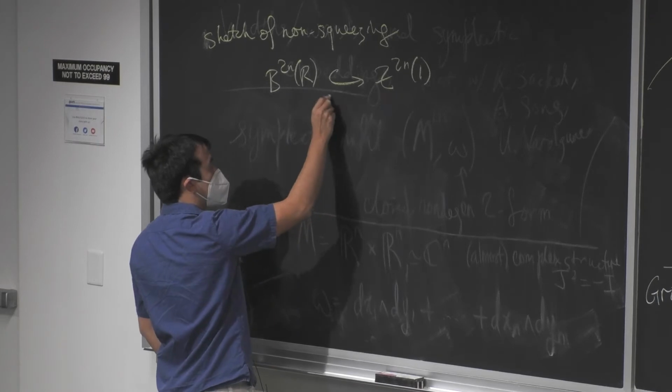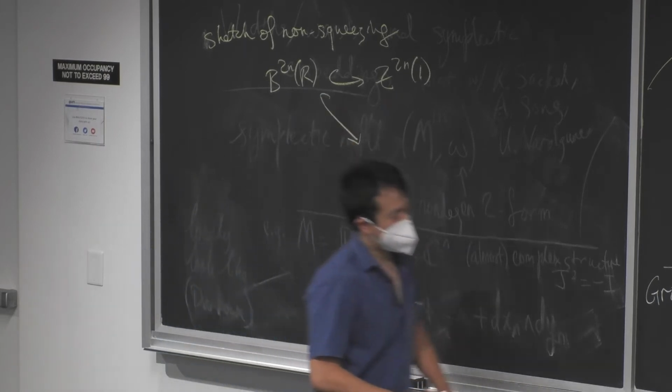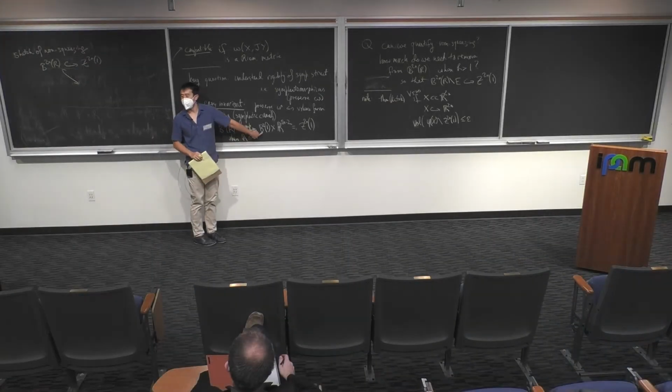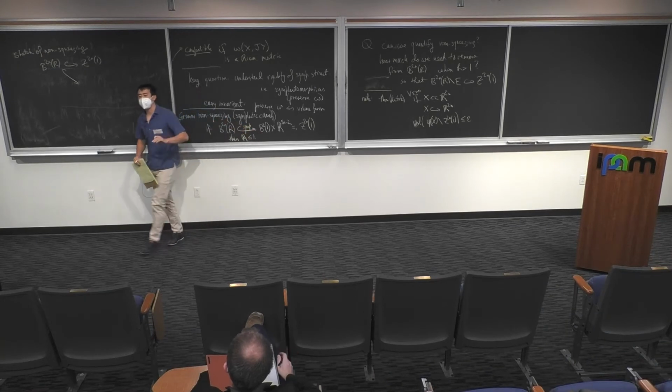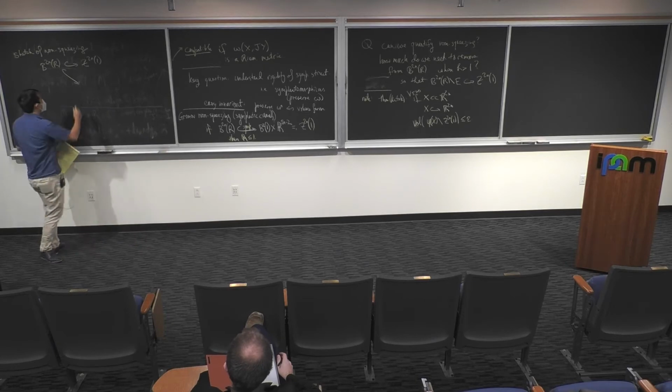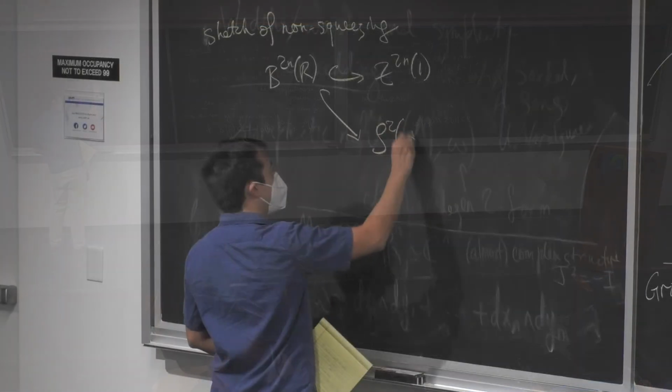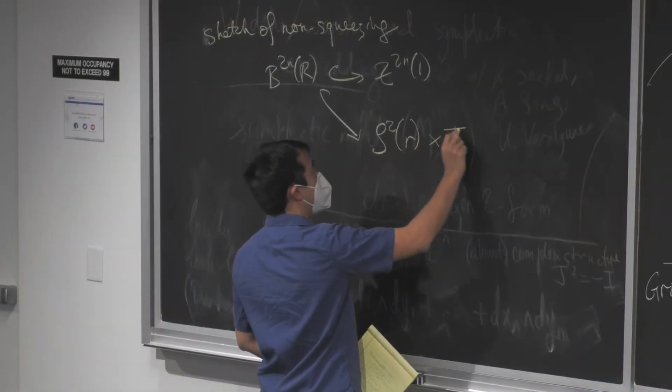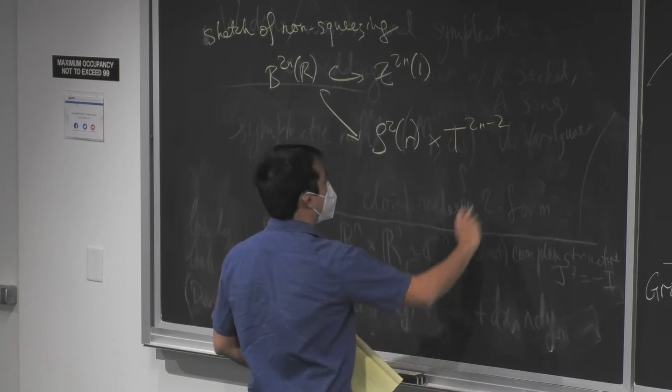So I can always fit the ball of radius 1 symplectically into a sphere of just slightly larger radius, S^2.